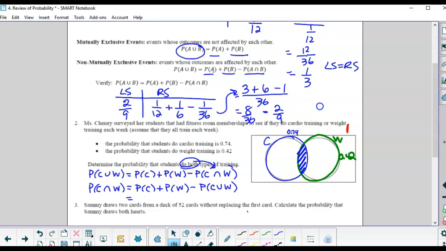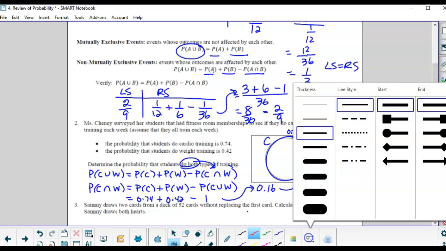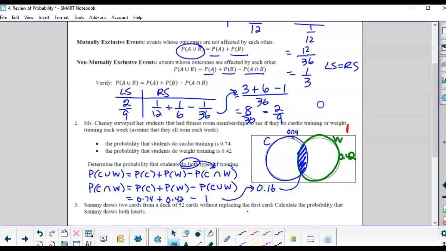So in this case, cardio was 0.74, weight training 0.42, minus 1, so the whole thing. And that's 1.16 minus 1 is 0.16. So that is this part here. We filled in the rest. That would be 0.58, 0.26. And then if you add this, oh, not that.